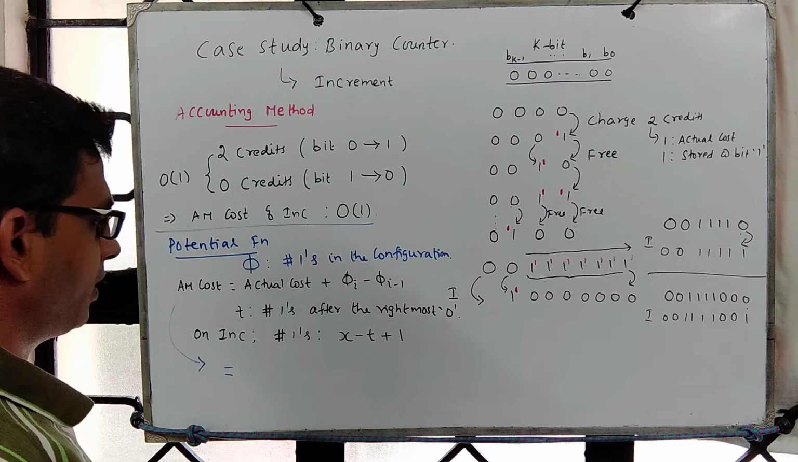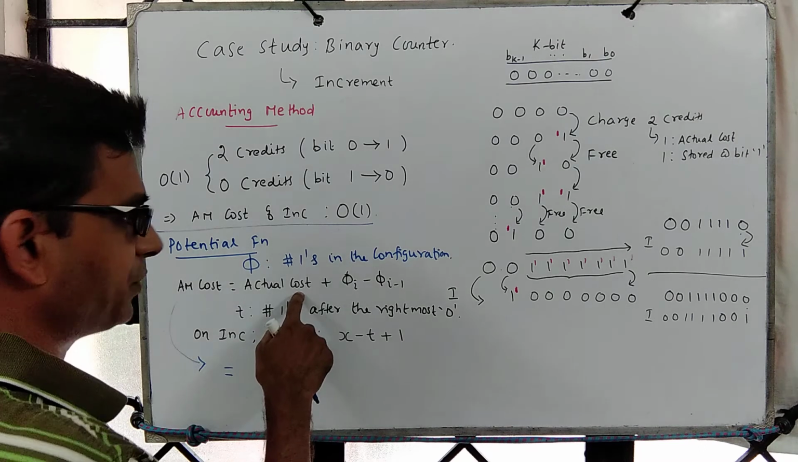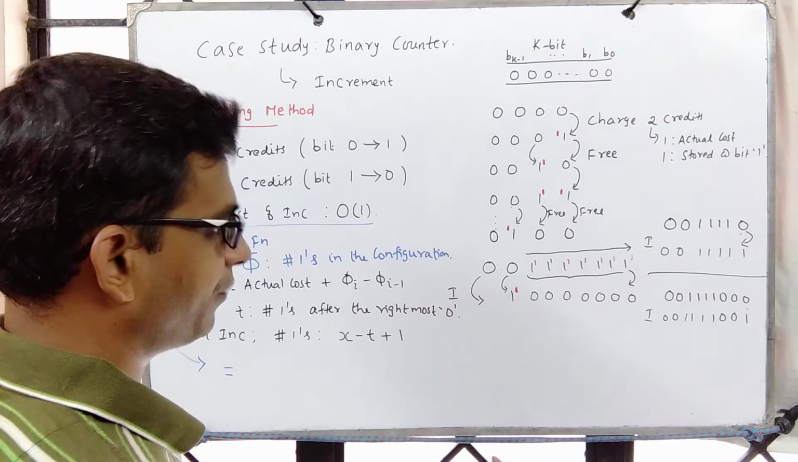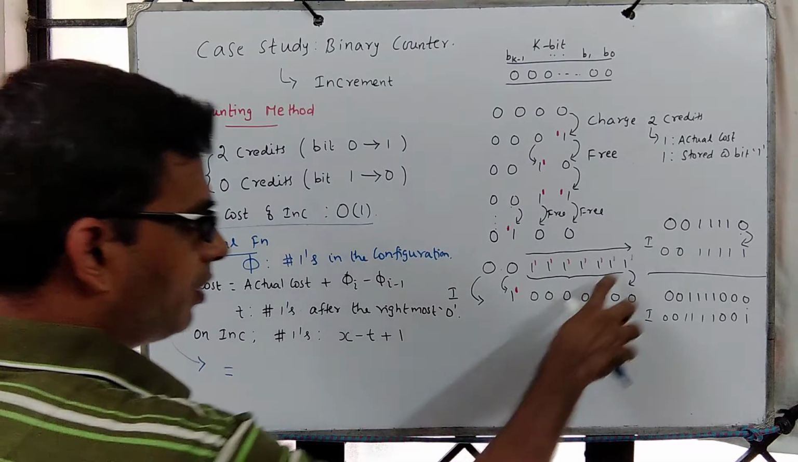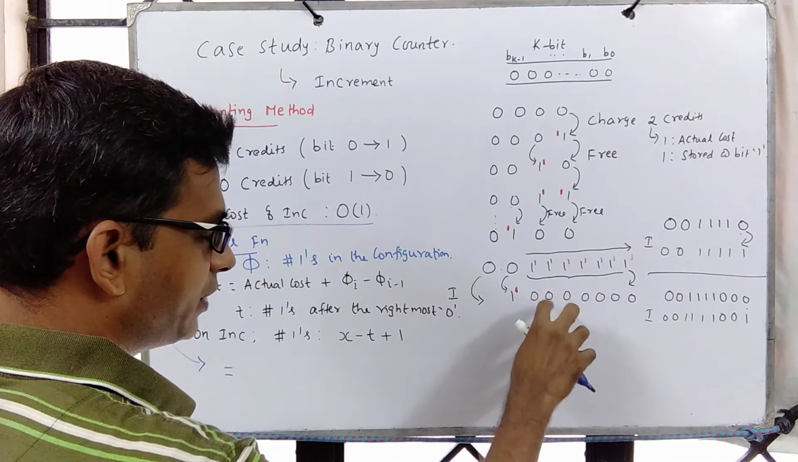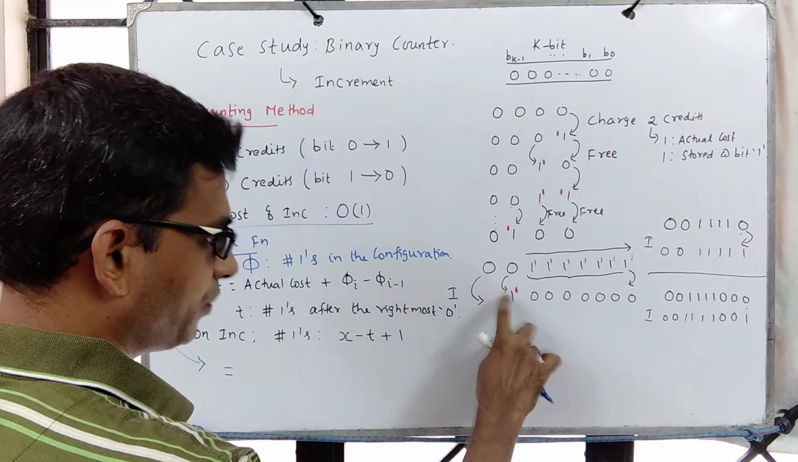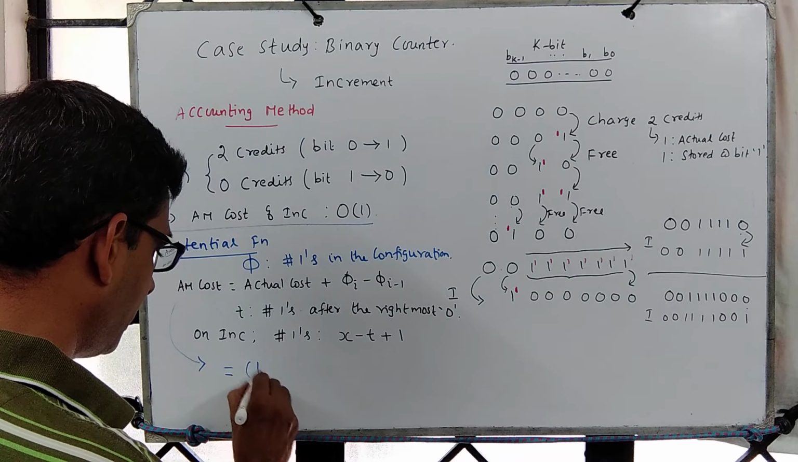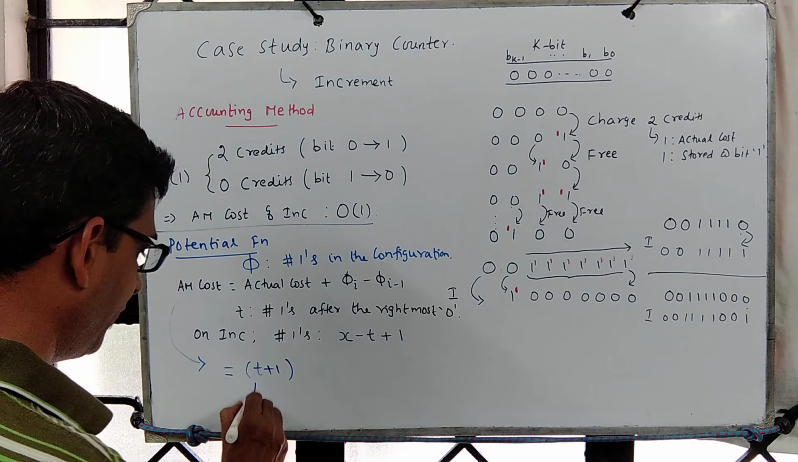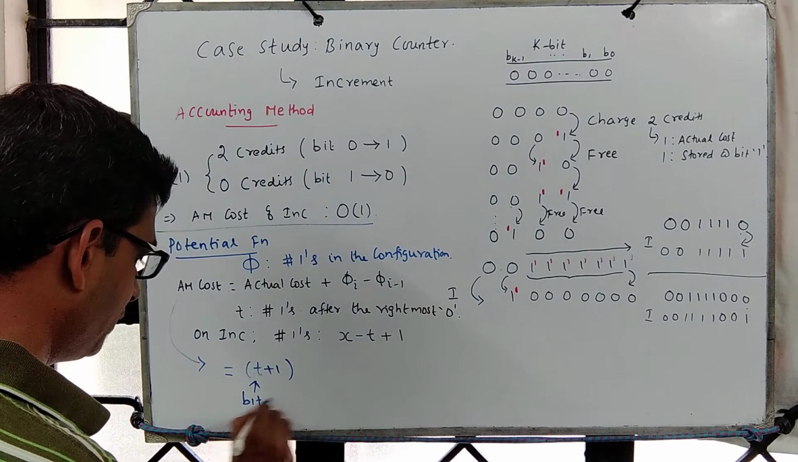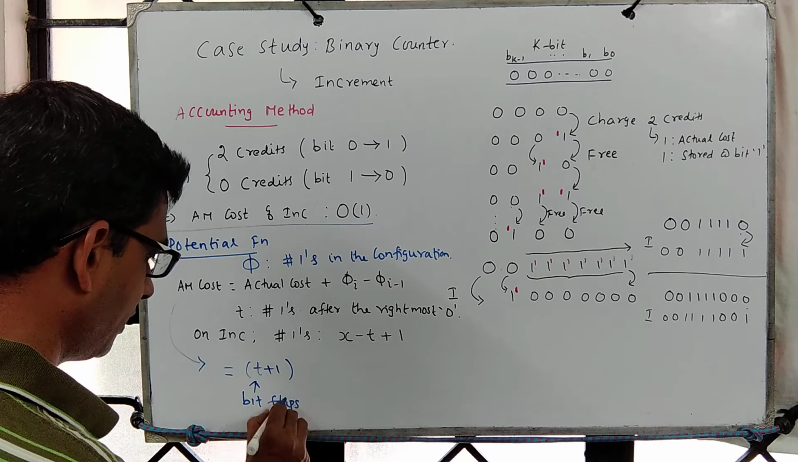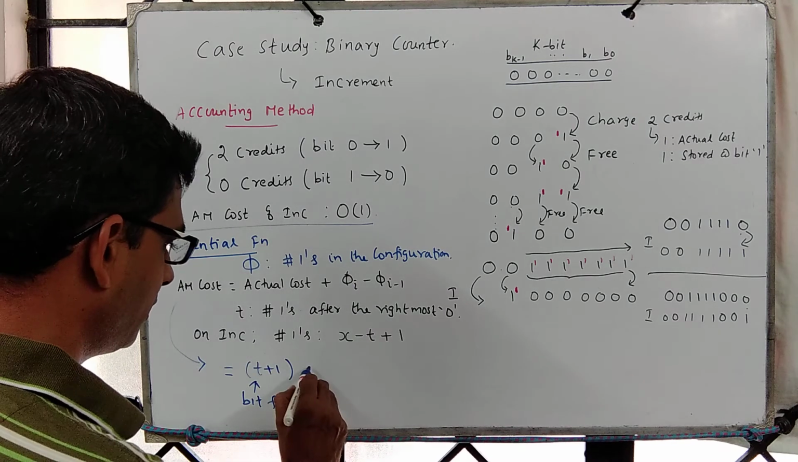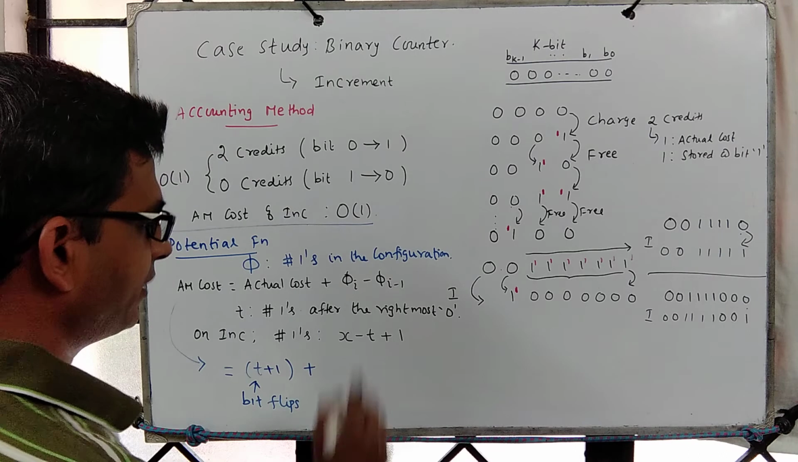Amortized cost is what? What is the actual cost? The actual cost is the number of bit flips. All these are flipped to 0, and this one is flipped to 1, which means there are t plus 1 bit flips. So this many bit flips are happening. That is precisely the actual cost, plus the change in potential.